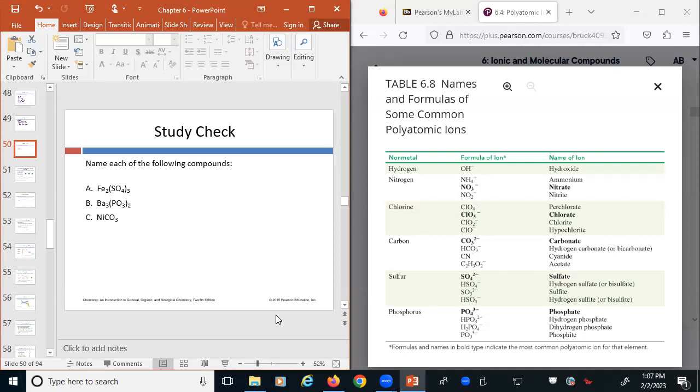So find the polyatomic ion, try to match it up. Especially for those transition metals, you need to know the charge so you can figure out the Roman numeral that goes on the metal.